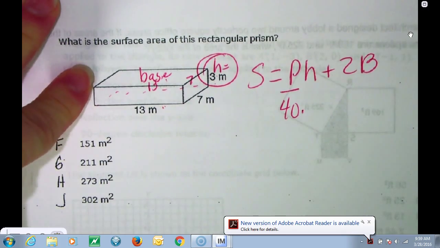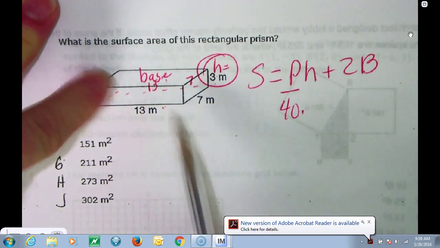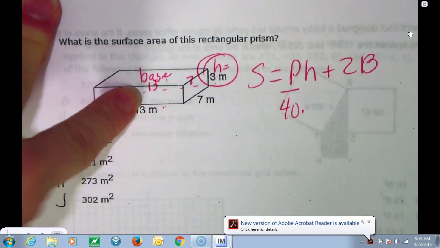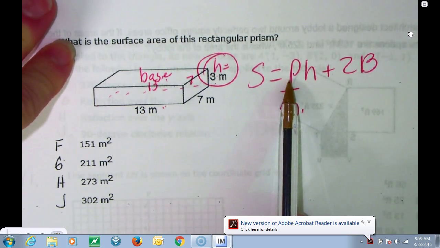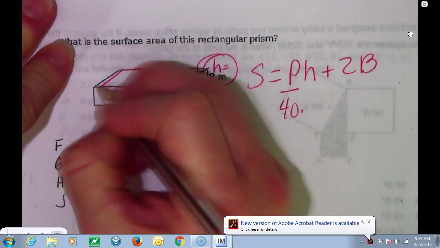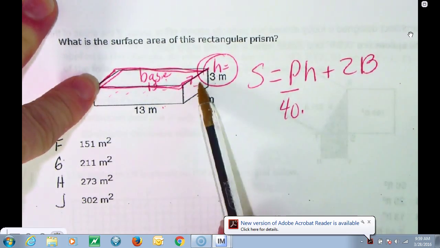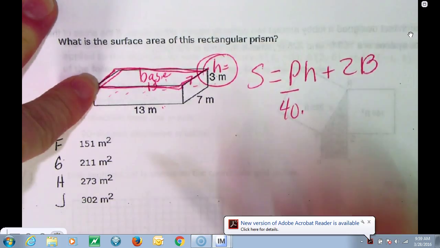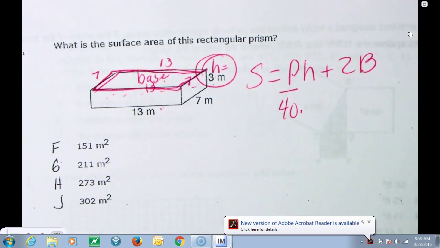Who got this right? Okay. So I'll tell you what. I want the people that missed it to help me. So how did they get 40 right there? What did they do to get 40? What does the P stand for? Perimeter of the base. So remember, I told y'all to draw all the way around it. You're going to add 13 plus 7 plus 13 plus 7. And if you need to go label all the way around, and it helps you, write everything down possible.